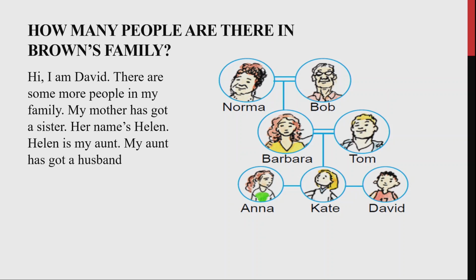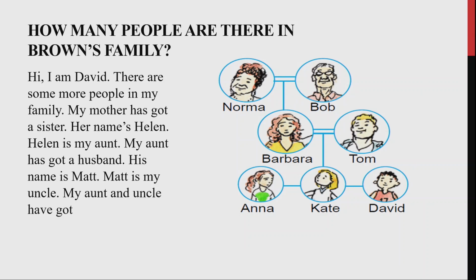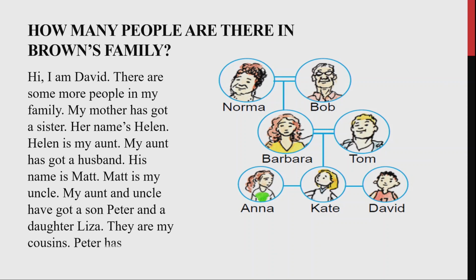My aunt has got a husband. His name's Matt. Matt is my uncle. My aunt and uncle have got a son, Peter, and a daughter, Lisa. They are my cousins. Peter has got a wife. Her name is Angela.